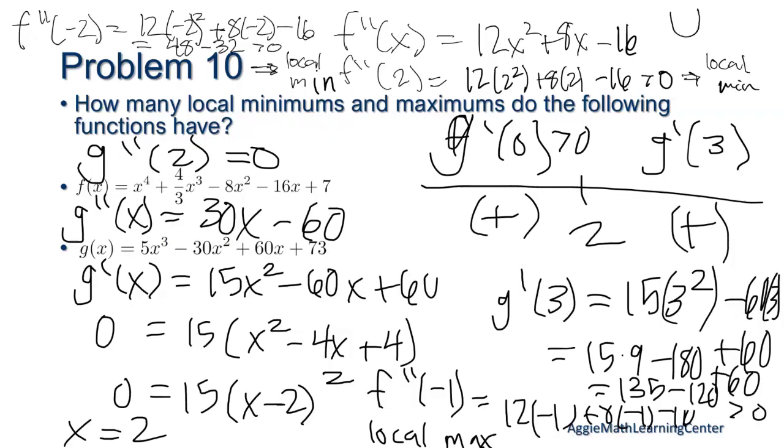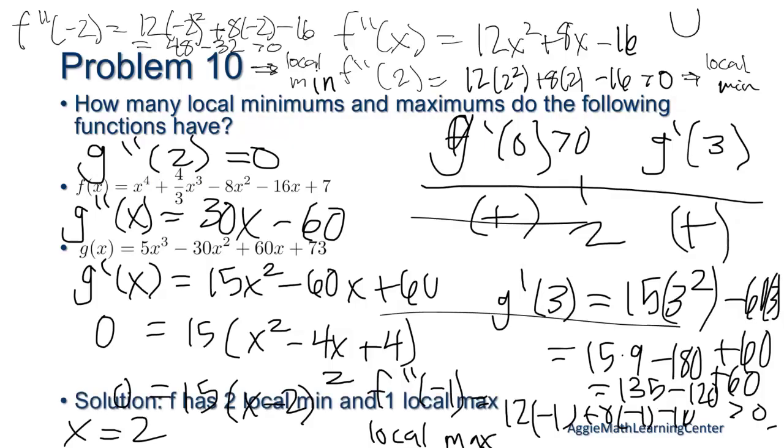So what can we say about x is equal to 2? Yeah, it's a saddle point. It's increasing, then it's 0 all of a sudden, then it's increasing again. So it's neither a local max nor a local min. Okay, F has 2 local min and 1 local max, which is what we got. And G has no local extrema. Questions on that?